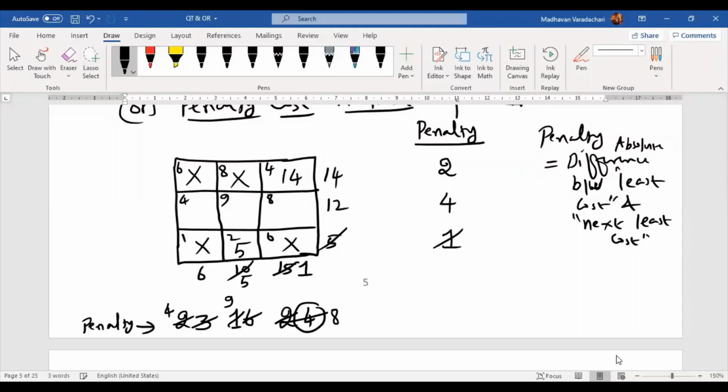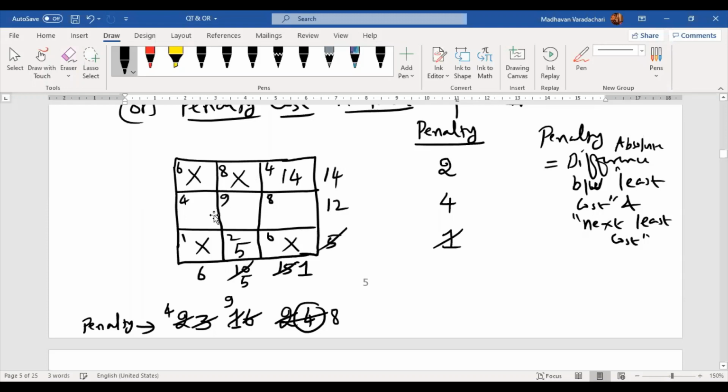9, right? How? Because 2 here, 4 here, 4 here, 9 here, 8 here. Of course, the largest penalty is 9, which is occurring in the second column. In the second column, which cell do we have to allocate? Only one cell is blank. We have to allocate there only, this centermost cell.